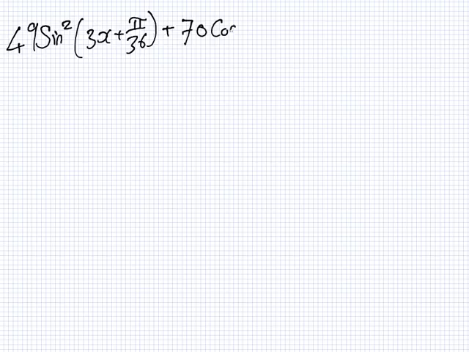49 sine squared (3x plus pi over 36) plus 70 cos (3x plus pi over 36) minus 74 equals 0.